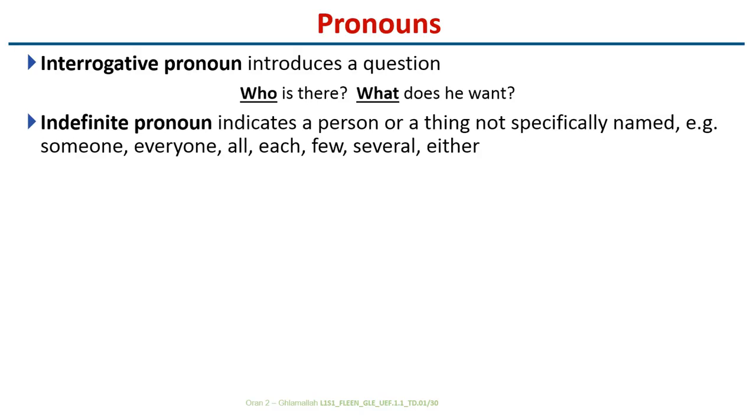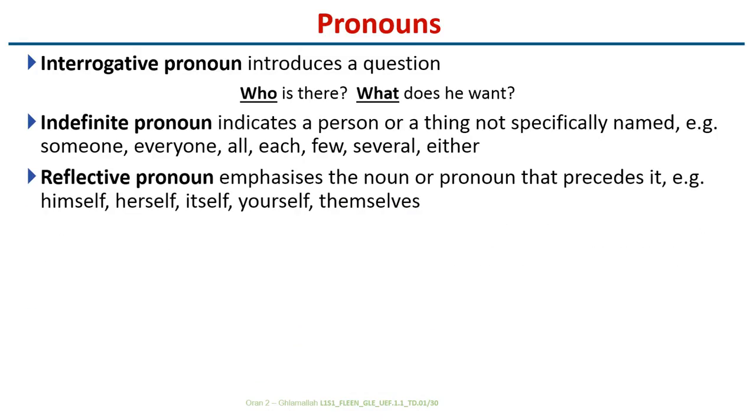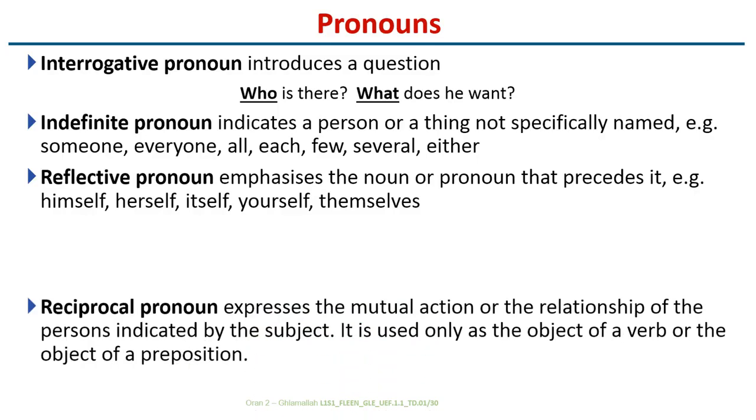An indefinite pronoun indicates a person or a thing not specifically named. For example, someone, everyone, all, each, few, several, either, etc. A reflexive pronoun emphasizes the noun or pronoun that precedes it. For example, himself, herself, itself, yourself, themselves. These pronouns can be either reflexive or intensive depending on their use in the sentence.